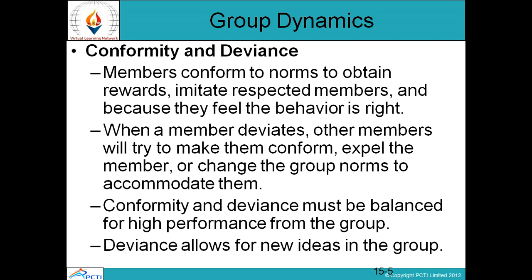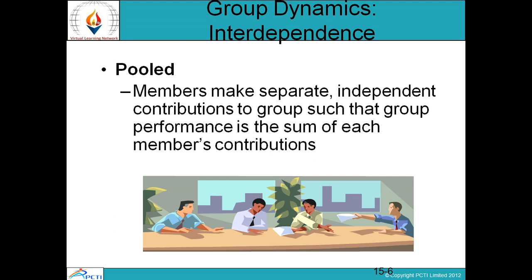Conformity and deviance must be balanced for high performance from the group. Deviance allows for new ideas in the group. So group dynamics basically helps to drive the organization at different levels by allowing different new ideas to flow among the organization's people and to correct their behavior. All these things are derived from group dynamics.